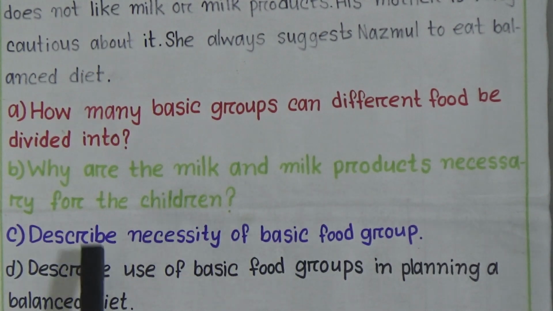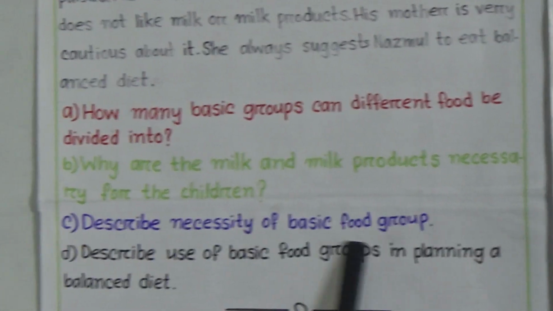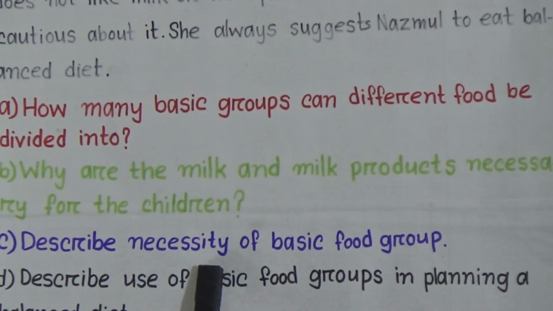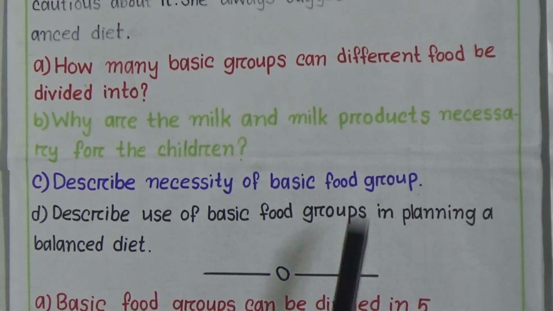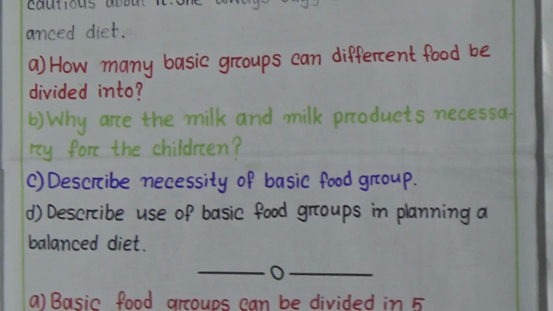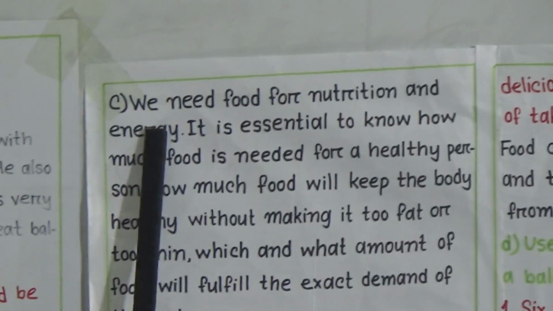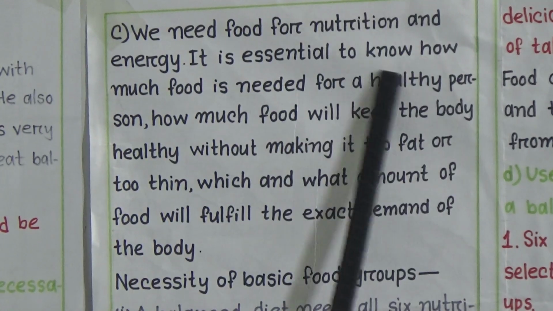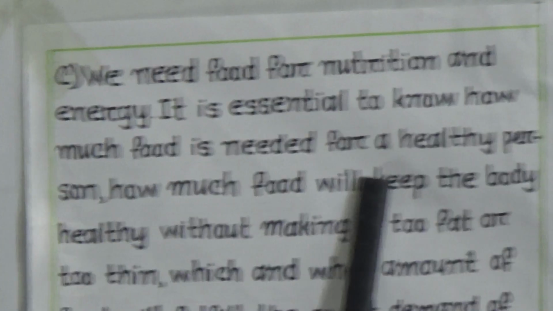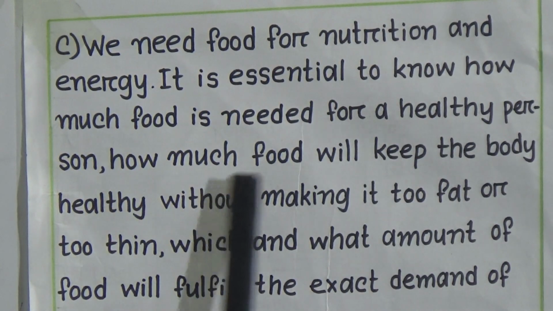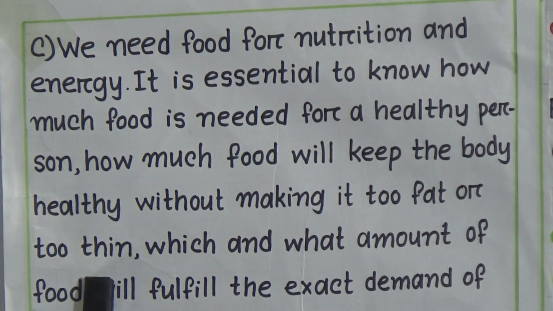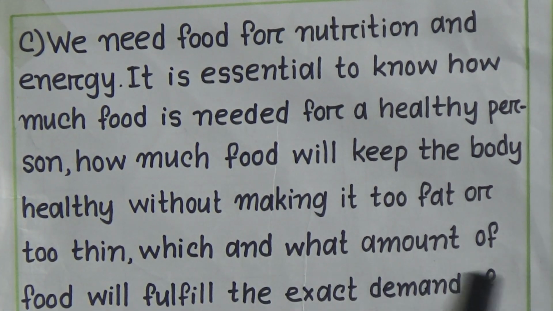The question is, describe necessity of basic food group. Okay, you can write the answer like this. We need food for nutrition and energy. It is essential to know how much food is needed for a healthy person, how much food will keep the body healthy without making it too fat or too thin, and what amount of food will fulfill the exact demand of the body.